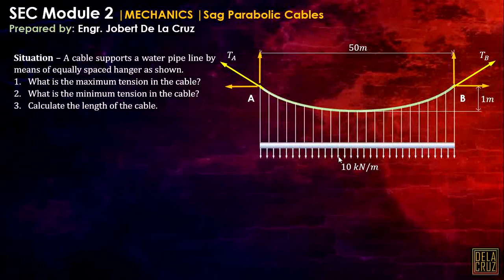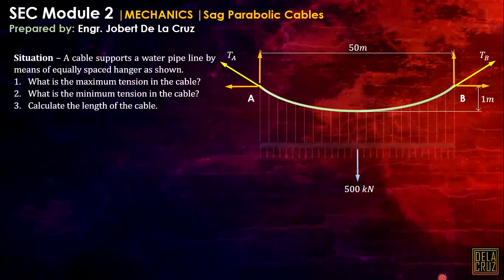Take note that this is 10 kilonewtons per meter. Meaning, the resultant force will be acting at this center line, since this is a uniformly distributed load, and that is just 10 times 50. This will give us 500 kilonewtons. Now, how do we calculate the maximum tension? I said earlier that the maximum tension will always be at the highest elevation. Since they have the same elevation, TA and TB will have the same tension, or they are both the maximum tension in that cable.